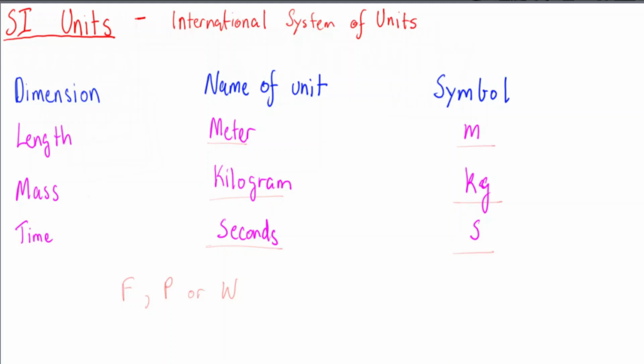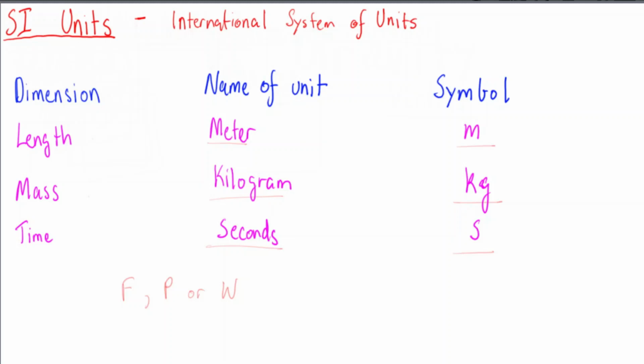And therefore the units for these physical quantities, such as force, power, or work, will be some combination of meters, kilograms, and seconds. There will be plenty of times where we might come across length, mass, and time not being expressed in SI units, in which case we'll have to convert the units that we're given back into SI units. So let's take a look at some common conversions that we might come across.